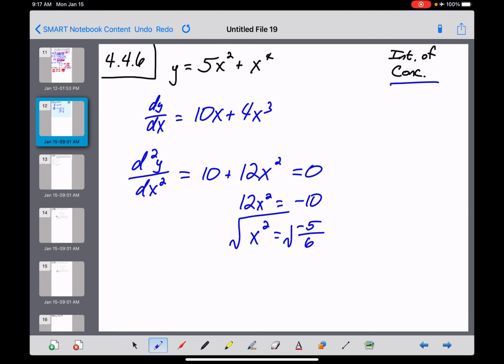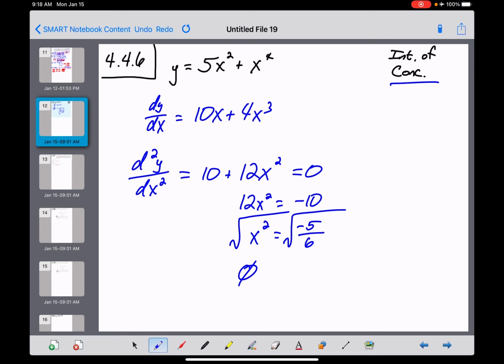And then we would take the square root of both sides. But of course, when we take the square root of a negative, we don't get a real solution. What that tells us here, guys, is there really is no point of inflection. We end up with an empty set. There is no value of x at which the second derivative is going to equal 0.